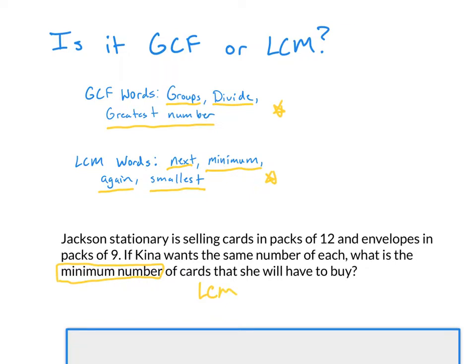So again, reread a couple times, look for those key words. And you can always find a key word in there. We just got to remember what they mean.